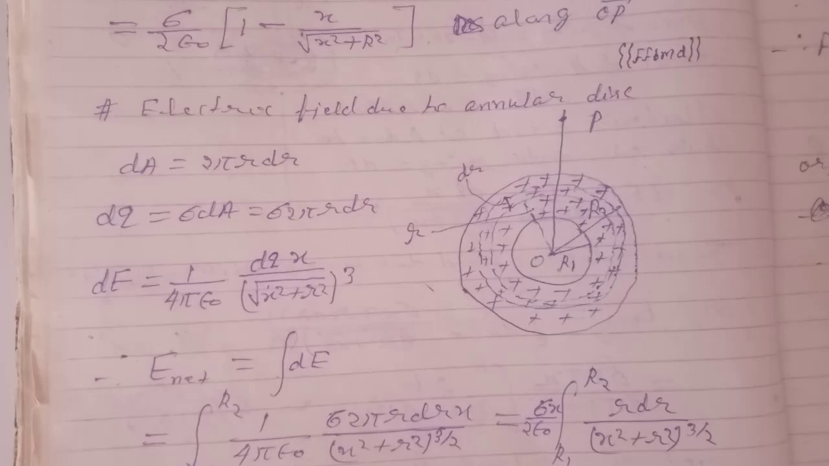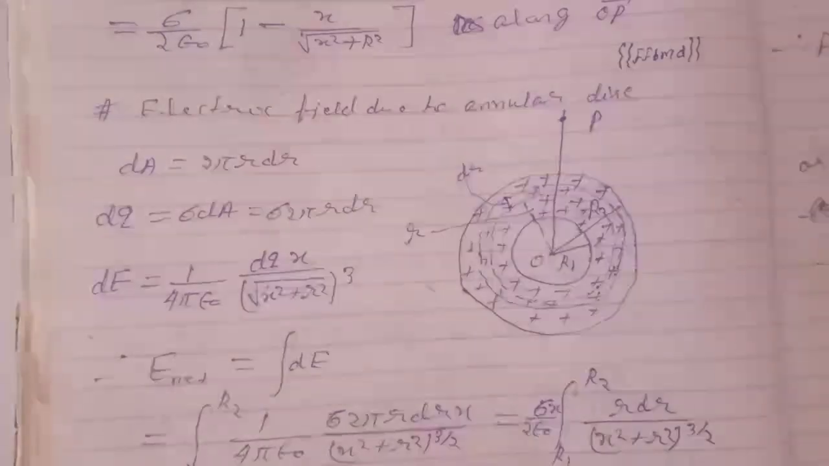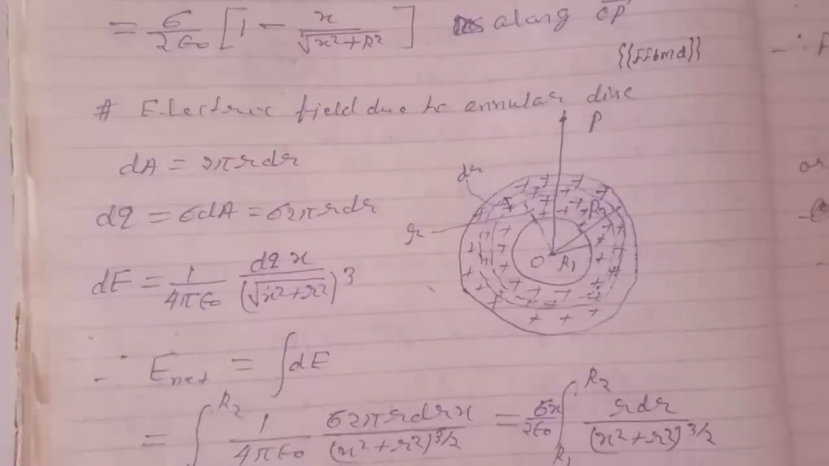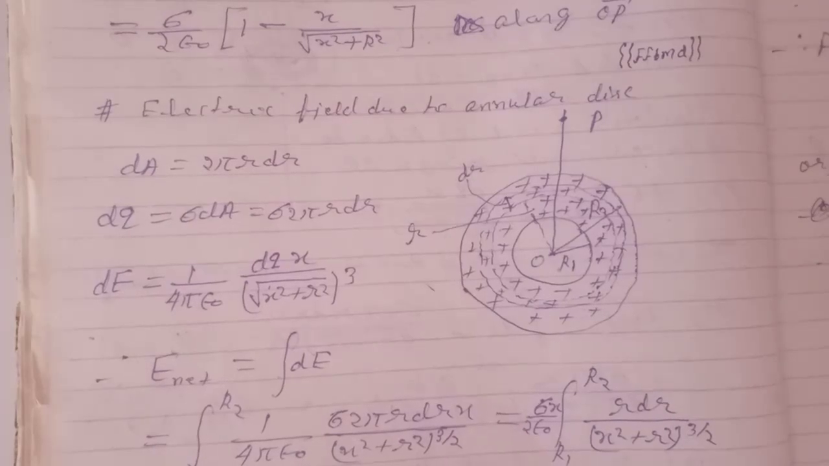Or equals to sigma by 2 epsilon naught, sigma x, or taking sigma x by 2 epsilon naught, integration of minus x by under root r square plus x square, in the limit r1 to r2, or minus sigma by 2 epsilon naught, x by under root r square plus x square, r1 to r2, hence minus sigma x by 2 epsilon naught, 1 by root under x square plus r2 square minus 1 by root under x square plus r1 square.